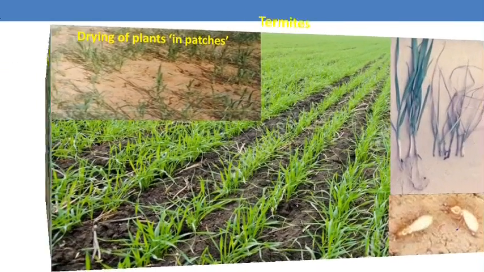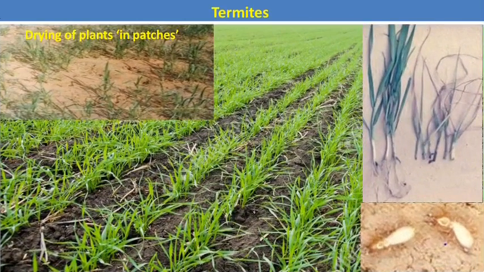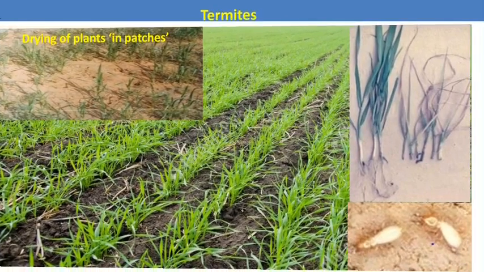Then the next one is the termite. It is a social insect, and these termites have different castes. Among them, the worker caste is the damaging stage, and the workers feed on the root portion or the stem portion of the wheat crop, causing drying of plants in different patches.